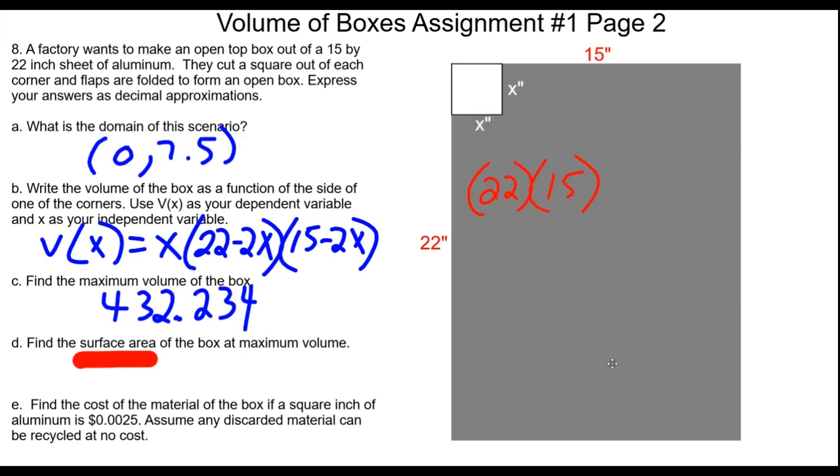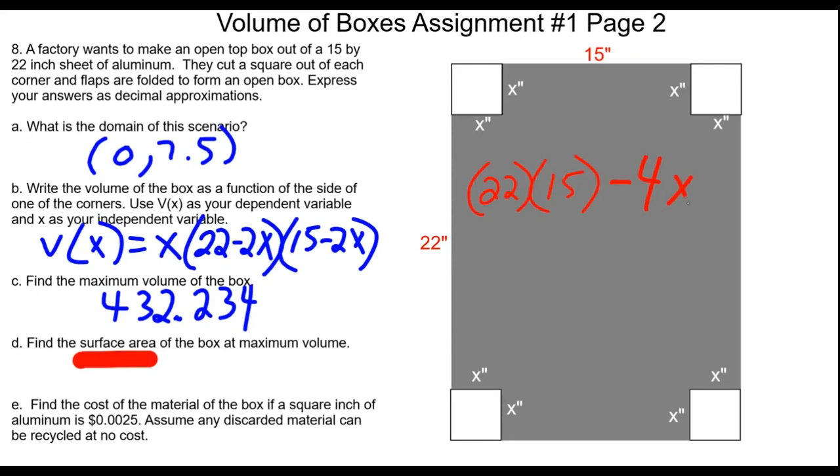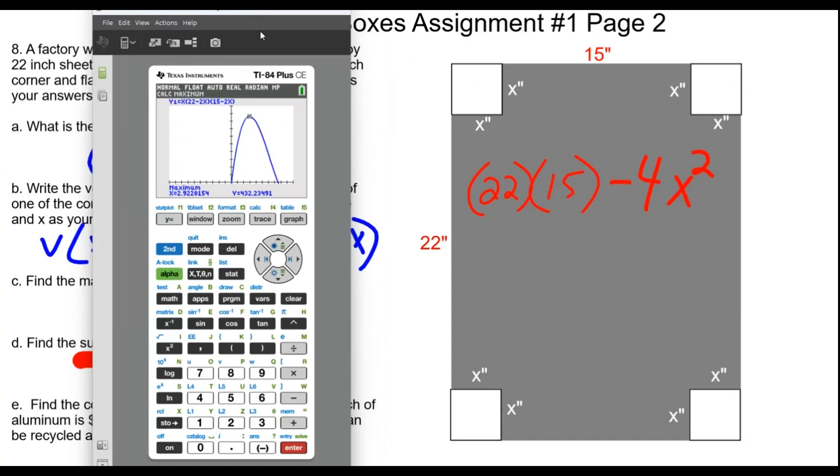We then cut an x by x square out of each corner. So in other words, we subtract 4 x by x squares. Well, the calculator already understands what x is, so what we have to do is 22 times 15 minus 4x squared. That gives us this result.